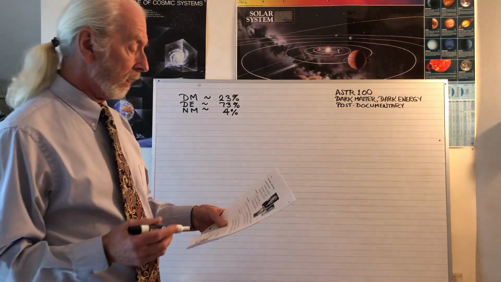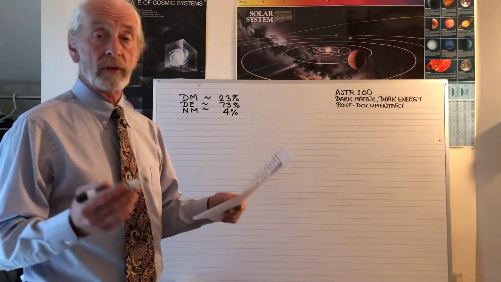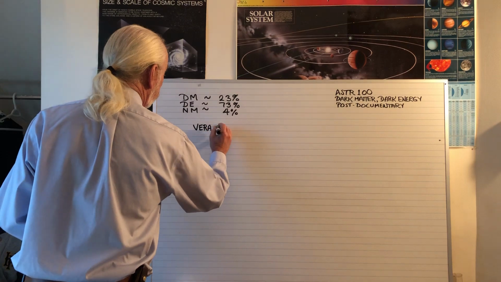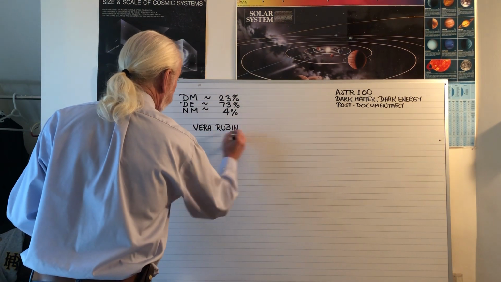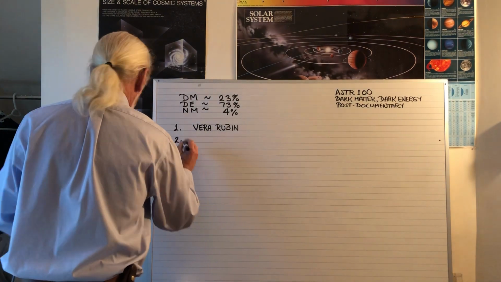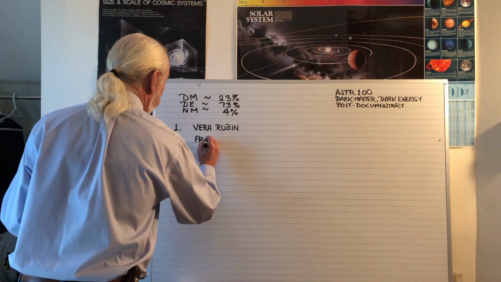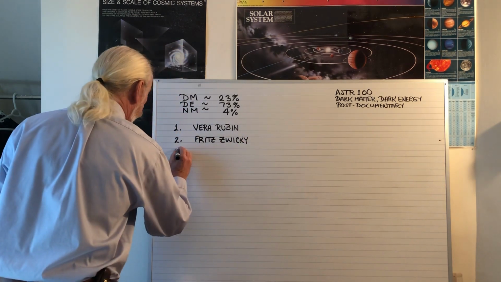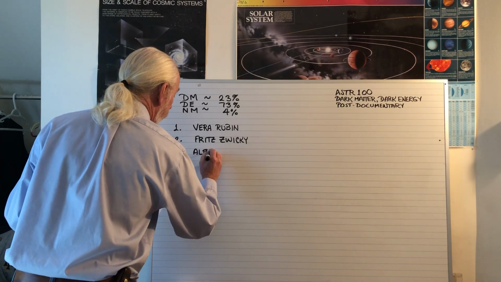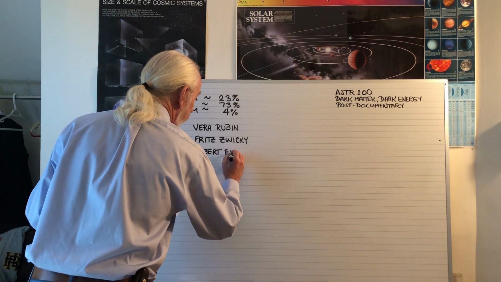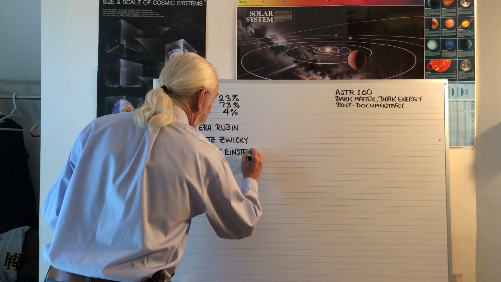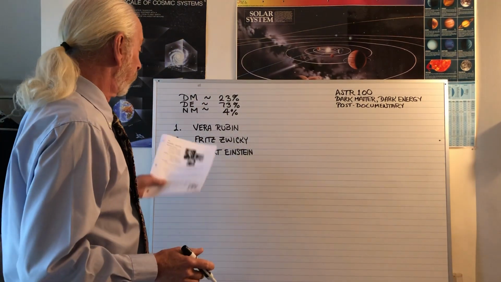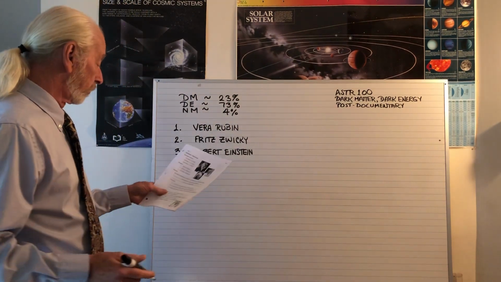Several key figures to be aware of in how we got to this understanding of dark matter and dark energy. Number 1, Vera Rubin. Number 2, Fritz Zwicky. And number 3, Big Al. Those are the big 3 that we're going to look at. Obviously, there would be a whole panoply of other players to look at, but we're going to focus on these 3. So we'll start with Fritz Zwicky.